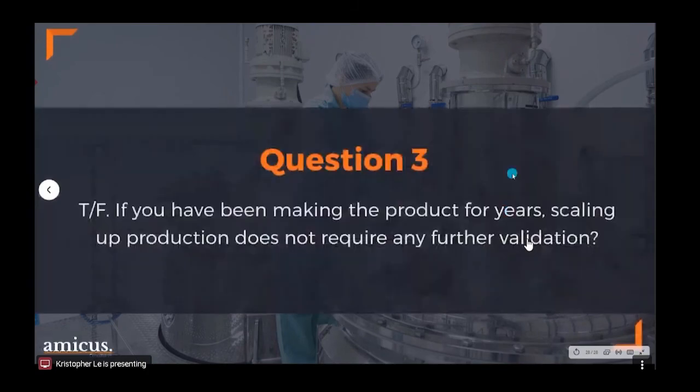And then last, true or false: if you've been making a product for years, scaling up production does not require any further validation. And that's mostly false. Obviously, if you're going to scale or add automation to your process, that needs to be validated. Major changes in batch size need to be addressed through some level of validation. If you haven't already covered that in previous validation, particularly say media fills, for instance, you can't go from making a batch size of 100 to a batch size of 5,000 without making some change in validation.